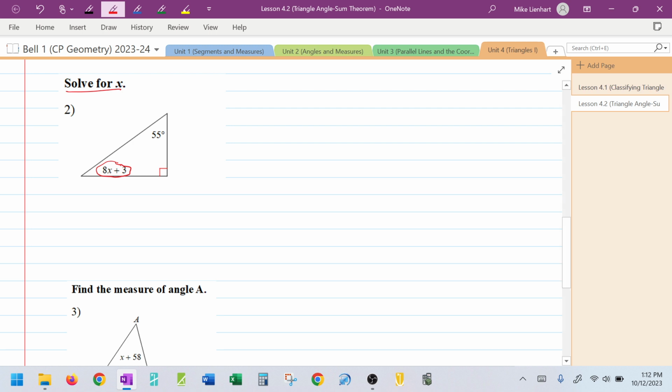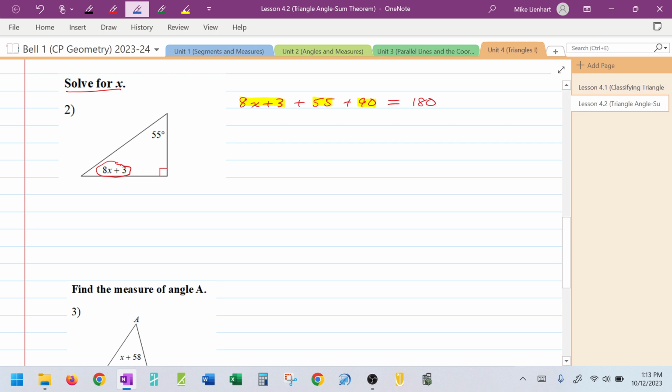So I'm going to start with 8x plus 3. I'm going to add to that the other two angles, which would be 55. And we know that that box right there means plus 90. And those three add up to 180. So again, just to make it clear, here's one angle, here's the second angle, here's the third angle.